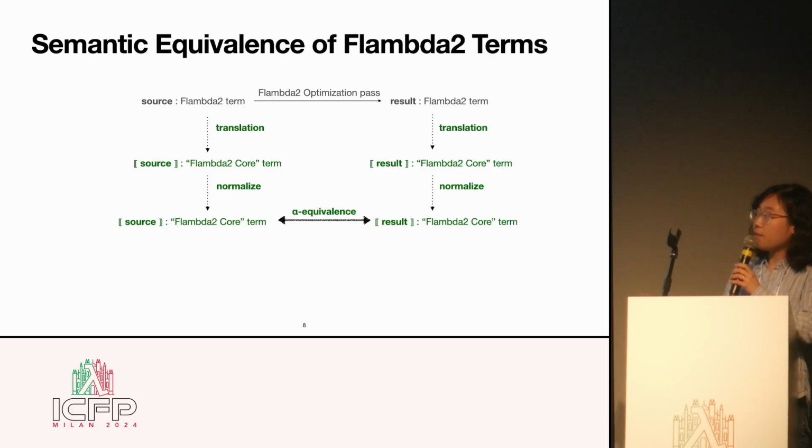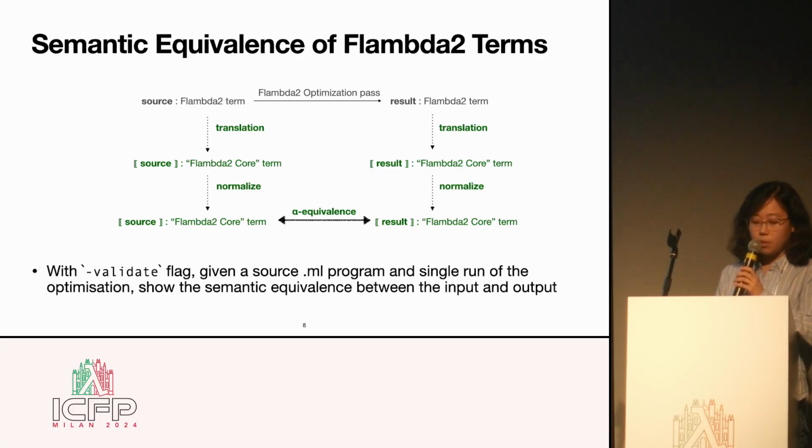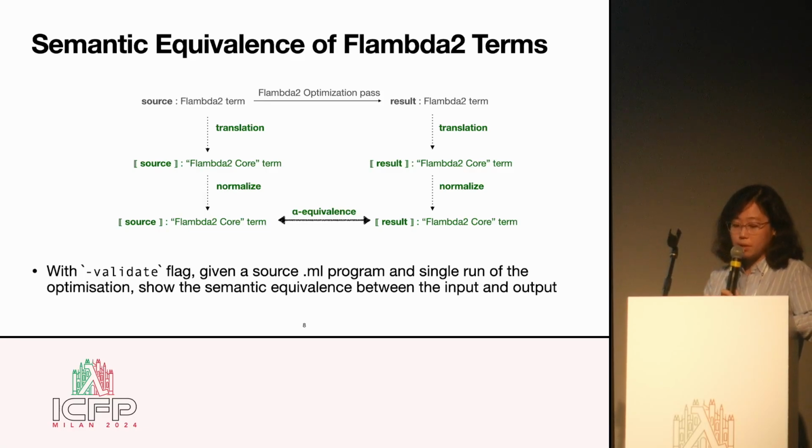So if the translated and normalized terms are alpha equivalent, we say that they're validated. If not, we don't guarantee any results about the input and outputs of the Flambda2 optimization. So with a validate flag, given a source ML program and a single run of the optimization, we can show the semantic equivalence between the input and output using our scheme.